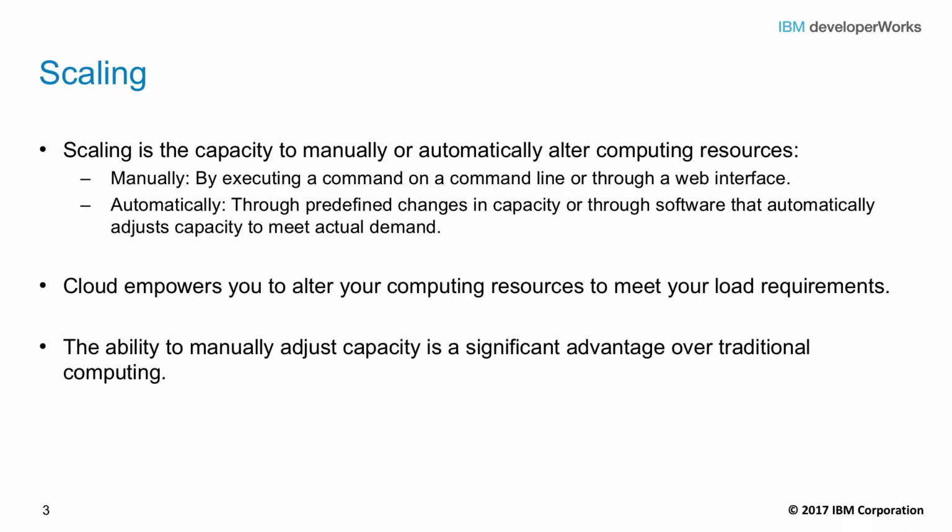Elasticity is such a critical differentiator for cloud computing that Amazon named their infrastructure as a service offering EC2, for Elastic Compute Cloud. The ability to manually adjust capacity is a huge advantage over traditional computing, but the real power of scaling in the cloud lies in dynamic scaling.